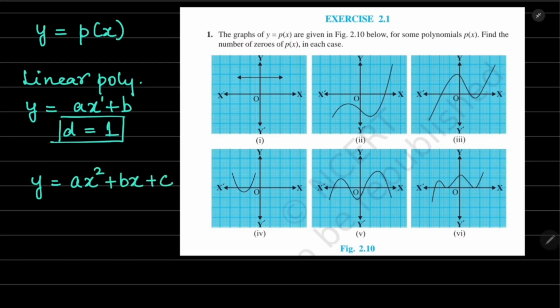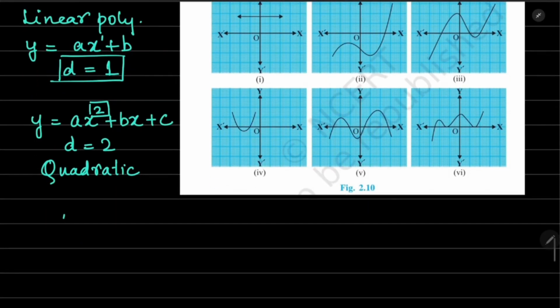If the degree is 2, for example, if I am writing y equal to ax square plus bx plus c, here what is the highest power of the variable? Variable is x. So a, b and c are all constants or coefficients. C is a constant, a and b are coefficients. What is the highest power of the variable x? That is 2. So if it is 2, then you can say that the degree is 2. And if the degree of a polynomial is 2, you call that polynomial a quadratic polynomial.